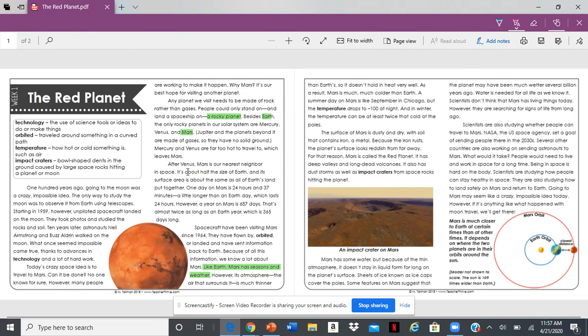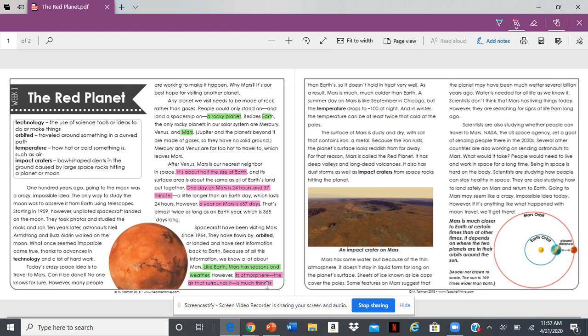It says Mars is half the size of Earth, so we know they're different in size. Its surface area is about the same as all of Earth's land put together. One day on Mars is 24 hours and 37 minutes, which is different than Earth because we know that a day on Earth is 24 hours. But a year on Mars is 687 days, and a year on Earth is 365 days. So that would be how they were different. So I would put that on either side of my Venn diagram.